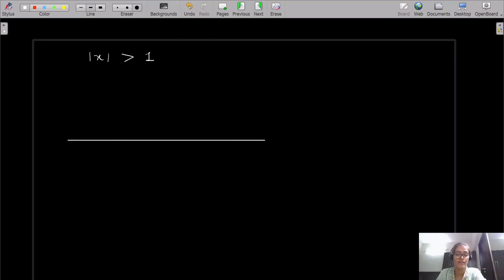So if I have this number line where this is 0, this is 1, this is -1, this is 2, 3, -2 and -3. Now I want all those numbers whose distances from 0 is going to be greater than 1. So for example, 2 is one such number because distance of 2 from 0 is more than 1. 3 is also one such number because distance of 3 from 0 is more than 1.